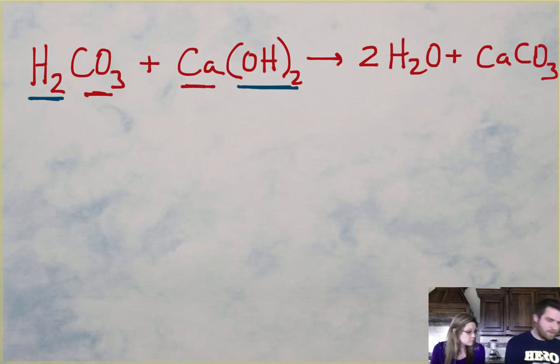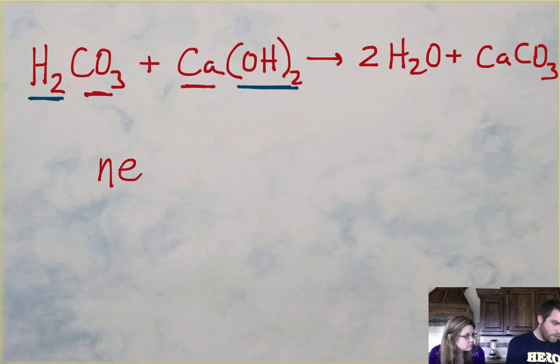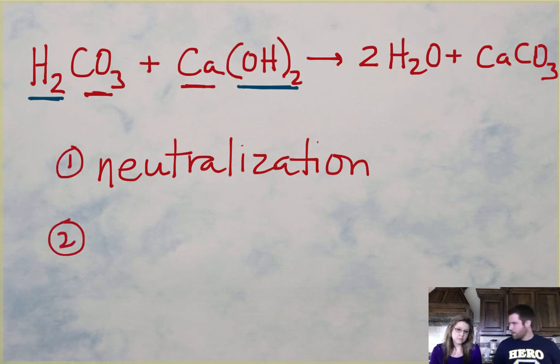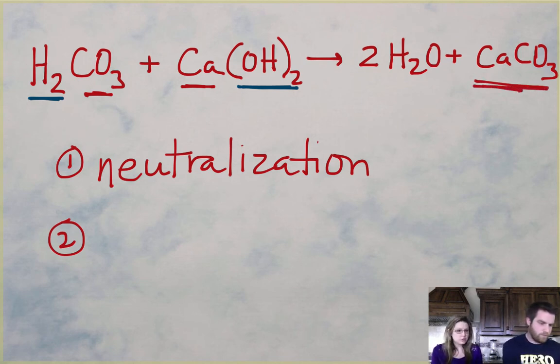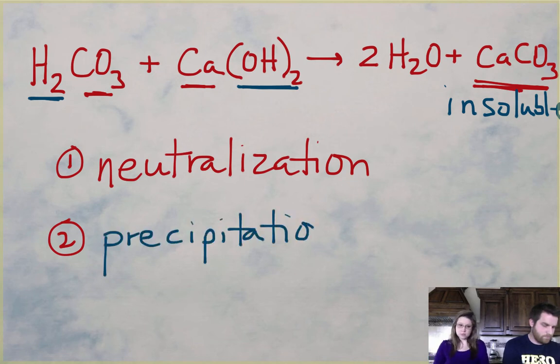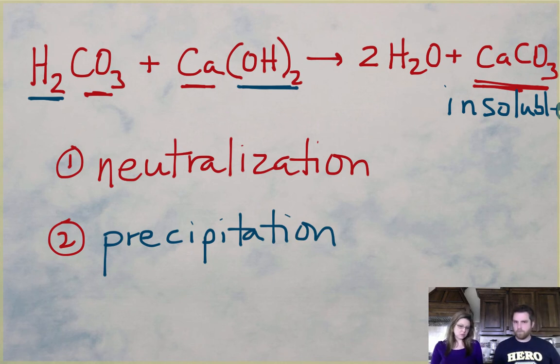Now, this is a neutralization reaction, right? Yep, water plus a salt. But not only is it a neutralization reaction, it's also another type of reaction. The calcium carbonate, chalk, is insoluble. So remember your solubility rules. This is also going to make a precipitate, so it's also going to be precipitation. So they can be two categories at once. You have to check your solubility rules.